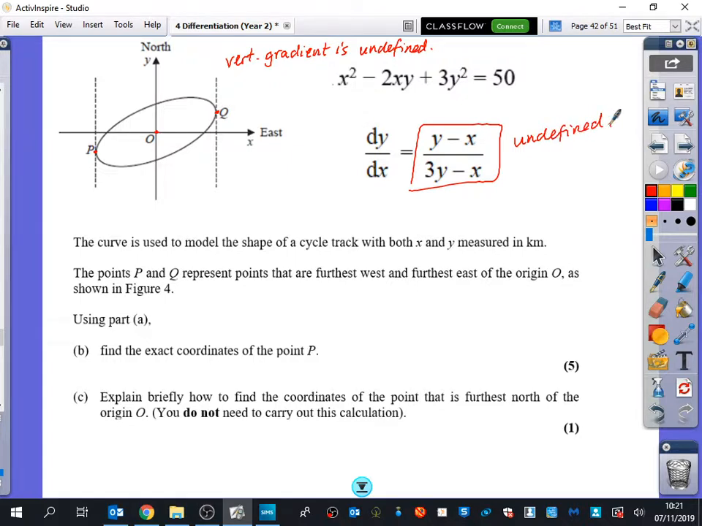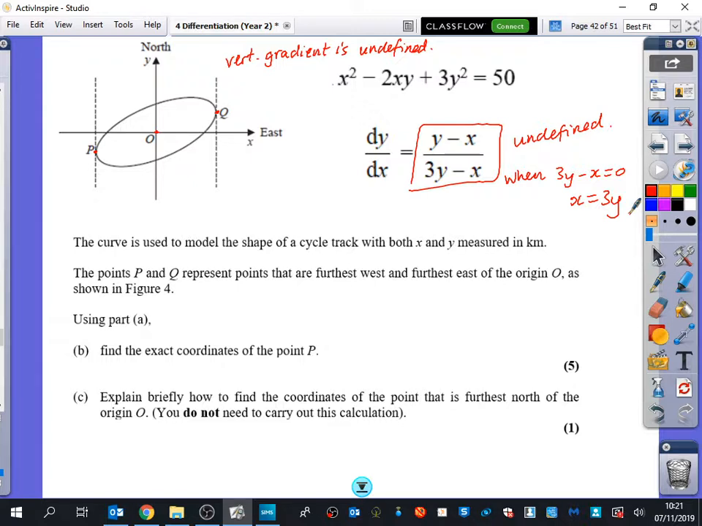When are fractions undefined? When the denominator is 0. So this whole thing is undefined when 3y minus x equals 0. In other words, when x equals 3y. Great. What do we do now that we know that x is equal to 3y? That's not telling me any coordinates at all.